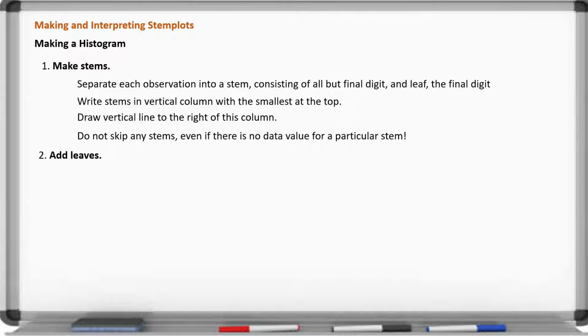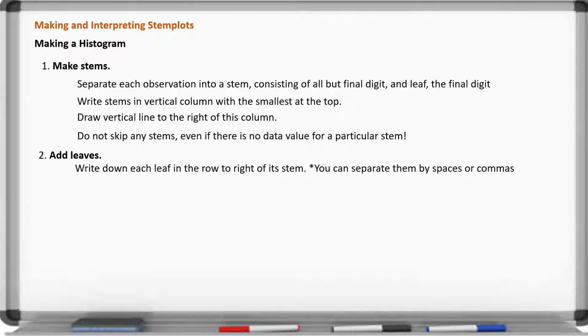For step 2, you want to add the leaves. Write down each leaf to the right of its stem, and you can separate the leaves either by spaces or commas. Generally I use commas, however you can separate the numbers by spaces. Next you want to order the leaves from smallest to greatest, so in increasing order out from the stem. I generally do steps 2 and 3 at the same time, so as I'm adding the leaves I'm also ordering them, which takes care of two steps in one.